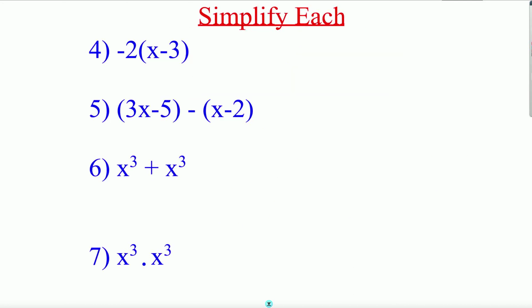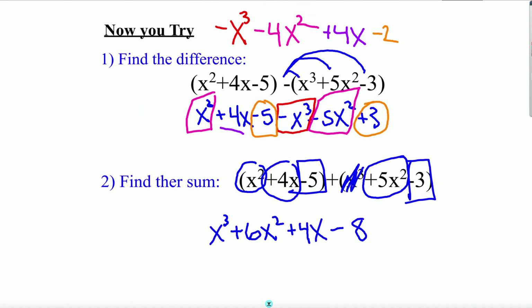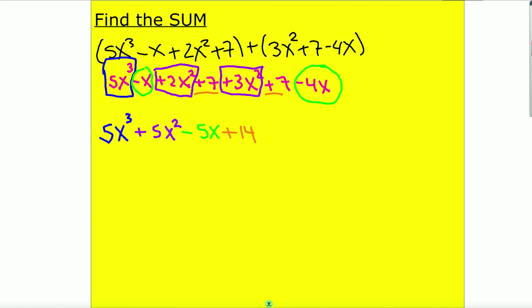So the next thing we're going to do is we're going to work at multiplying. But for now, just try the adding and subtracting, give the homework a go, and see how you do. Let me know if you have questions.